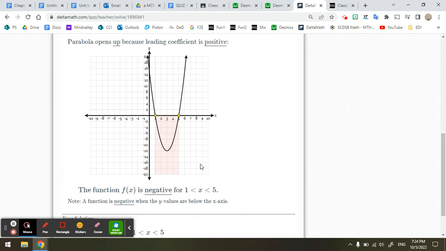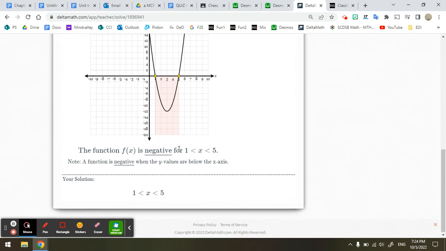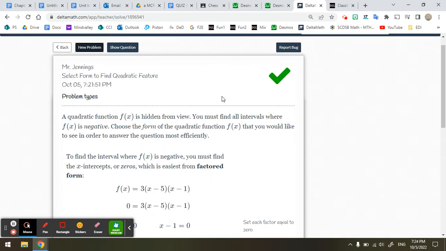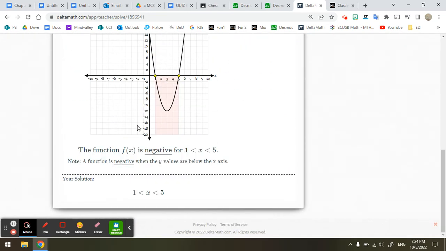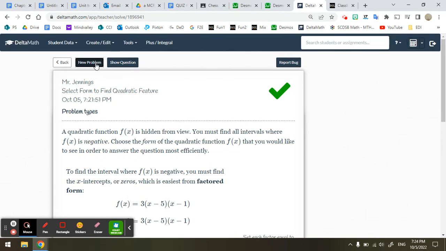Hooray! Okay, so there we go. The function is negative for 1 is less than x is less than 5. The function is negative when the y values are below the x-axis. So that's how I would choose a form in that case. Let's look at some more examples.